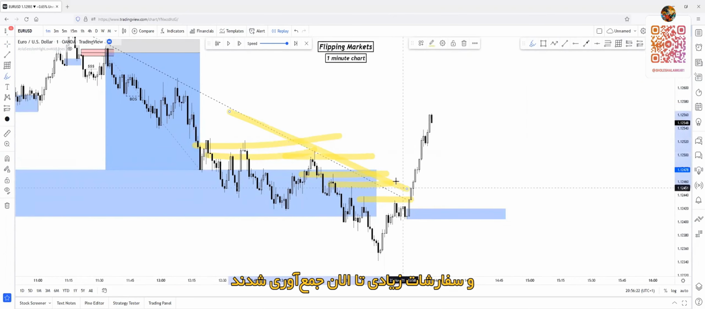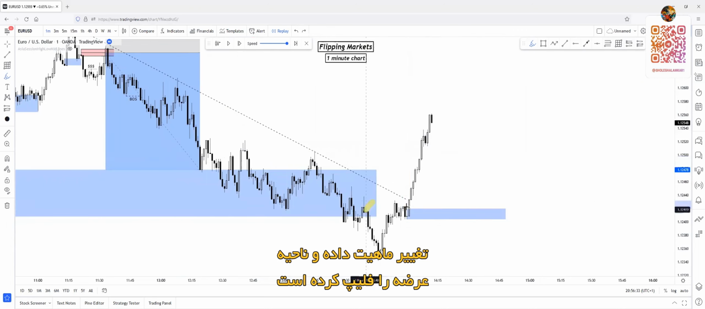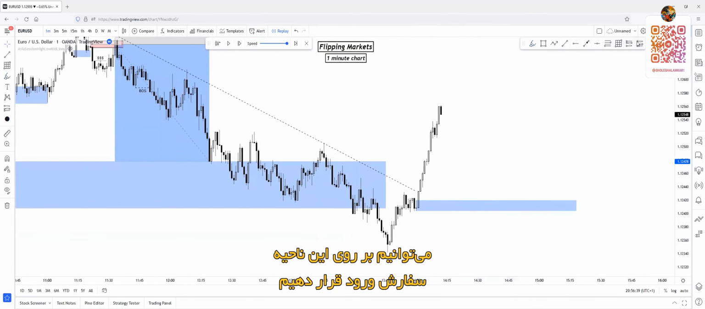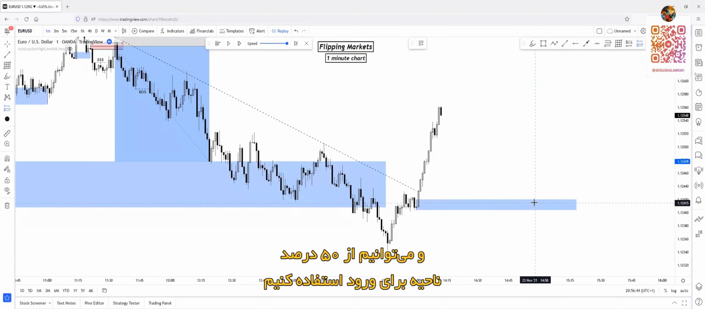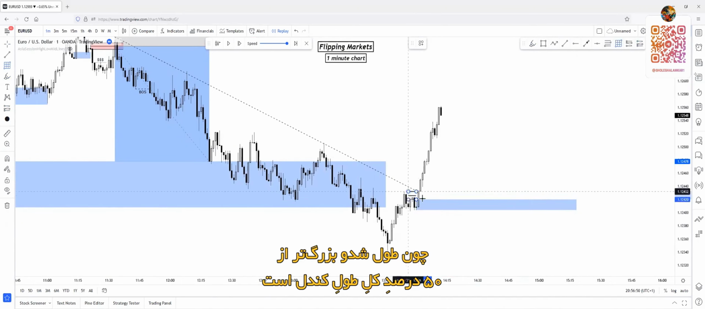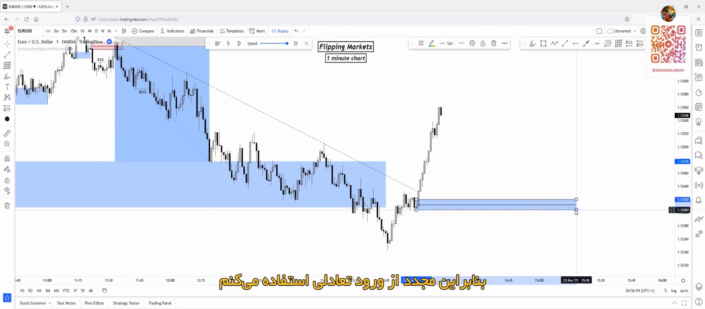Actually, we have this clear demand zone because it changed character in several places, collected liquidity, changed character, flipped the supply zone. So yeah, this is a really, really valuable demand zone. We can set a limit order on this one, and we can use the 50% of the zone because this will be another equilibrium entry, as you can see, because the wicks are bigger than 50% of the whole body. So I will just use the equilibrium entry again.